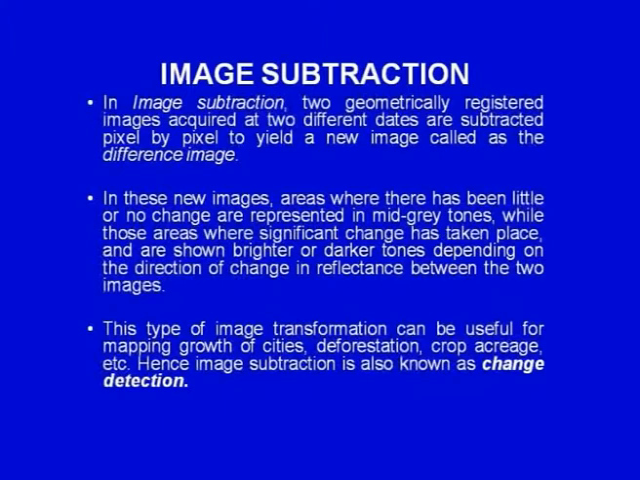This type of image transformation can be useful for mapping growth of cities, deforestation, crop acreage, etc. Hence, image subtraction is also known as change detection.